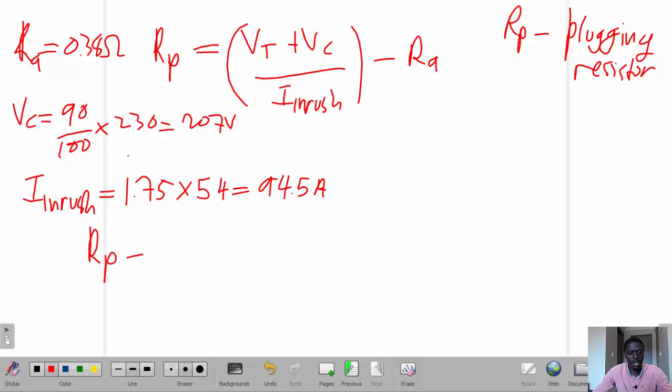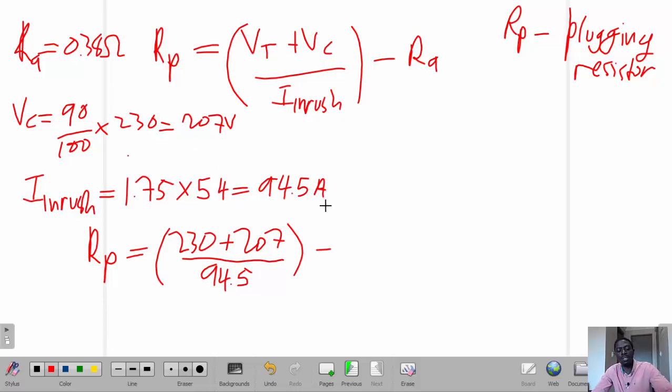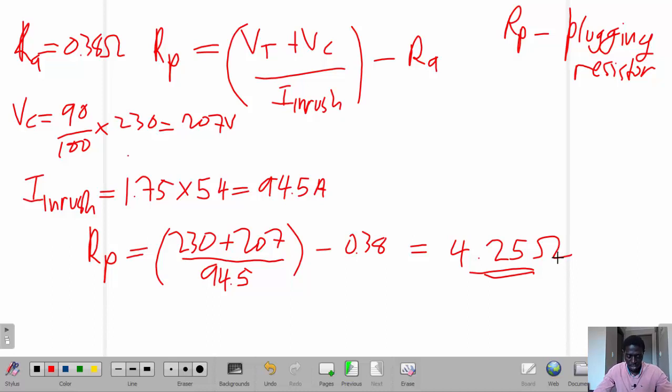So we now find the plug-in resistor value: we've got 230 plus 207 over the inrush current, which is 94.5, giving the total resistance in the system, minus the armature resistance, which has been given as 0.38 ohms. This gives us the plug-in resistor value equal to 4.25 ohms. So this is the plug-in resistor value that we need to put in the circuit to achieve braking by limiting the armature current to 1 3/4 of the full load value.